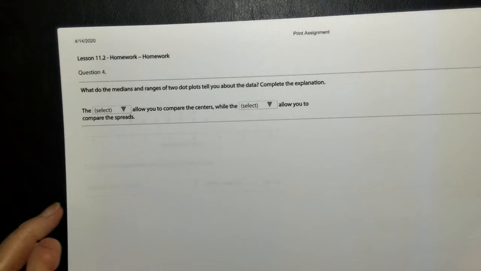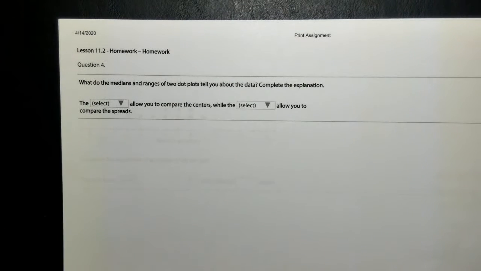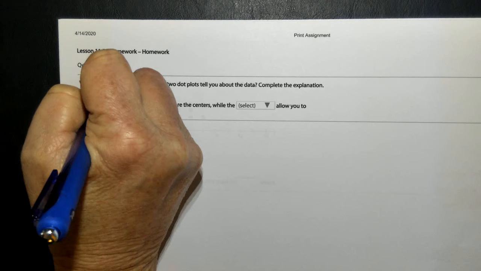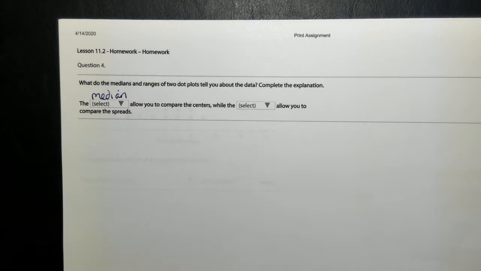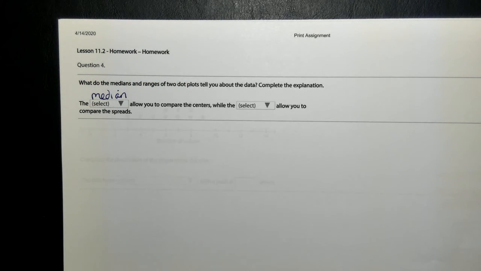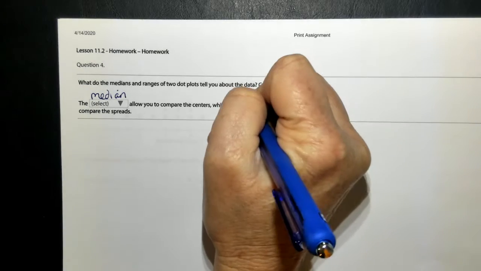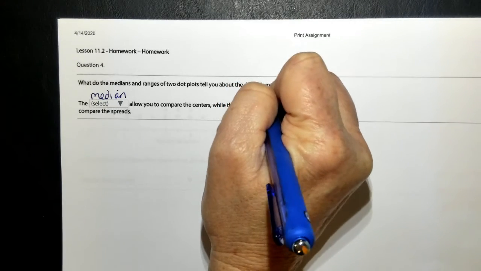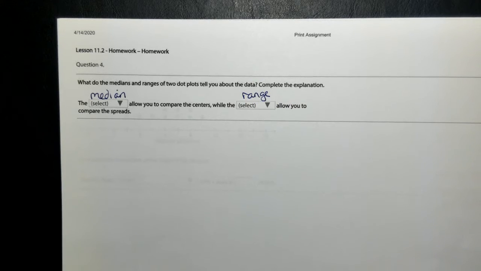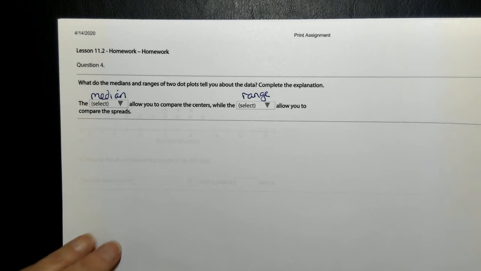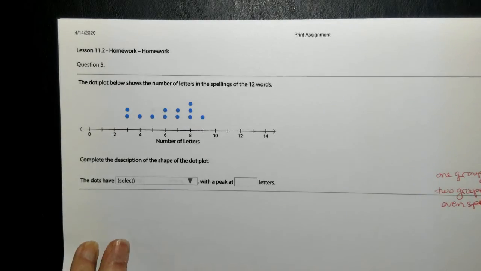So what do we know about this between medians and ranges? What do they tell us? Which one, the median or the range, allows you to compare the centers? Well, median is defined as a center number, so we'll do median. And then the spread is called the range. So when we talk in mathematical terms, we have median for the centers and range for the spread. You should get this from the last homework.